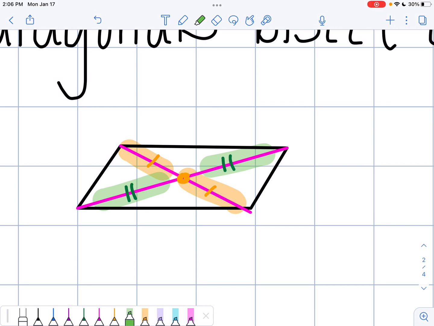But we do know that when you have diagonals that bisect each other, they cross in the middle. It makes each diagonal get cut in half. So, for example, if this side is 8, then this one would also be 8. And if this side was 15, then this side would also be 15.